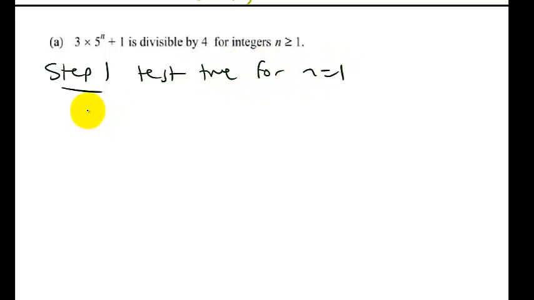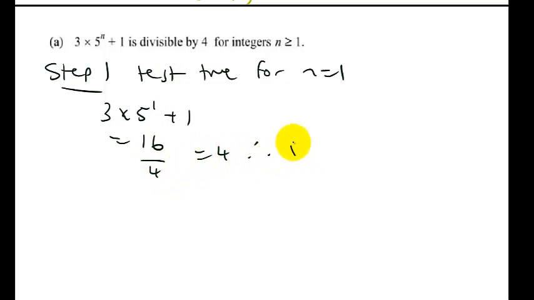There's no left-hand side or right-hand side, there's only one side, right? So 3 times 5 to the power of 1, plus 1. 3 times 5 is 15, plus 1 is 16. Is 16 divisible by 4? Yeah. Usually I tend to write 16 divided by 4 equals 4.